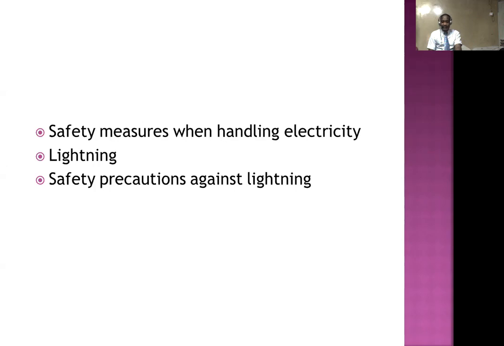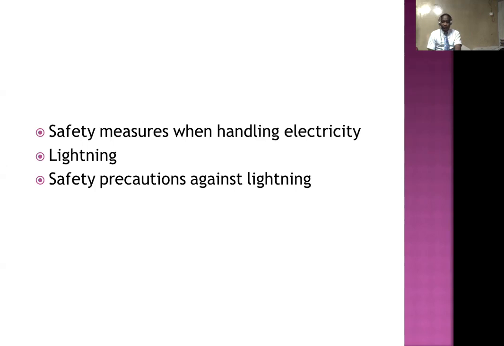Lightning and thunder take place almost simultaneously, but we see the lightning first before hearing the thunder because light travels faster than sound. Safety precautions against lightning. The moment we are done with this, we come to the end of our lesson. Safety precautions against lightning. Avoid walking in open fields when it is raining.